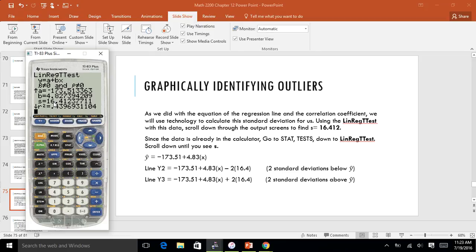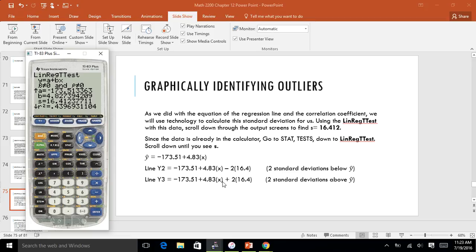So that is my sum of squares error, or the standard deviation for that. For this one, it's 16.412. So there I have it, 16.412. That's what I'm going to use. So what I'm going to do is take my line of best fit, and then I'm going to subtract 2 times 16.4, because that's 2 standard deviations below the line of best fit.